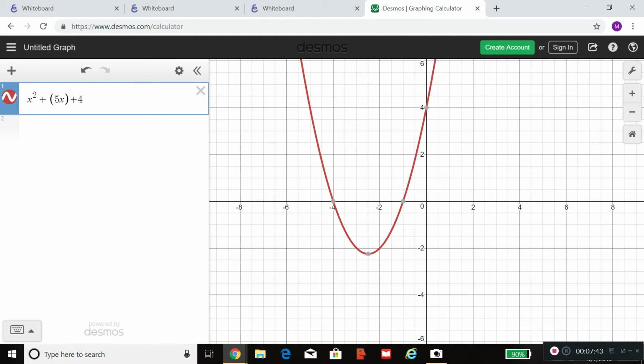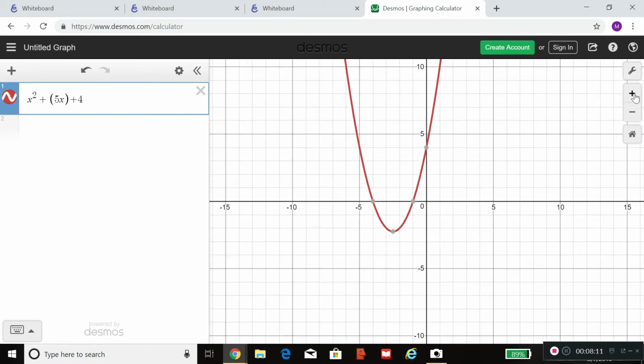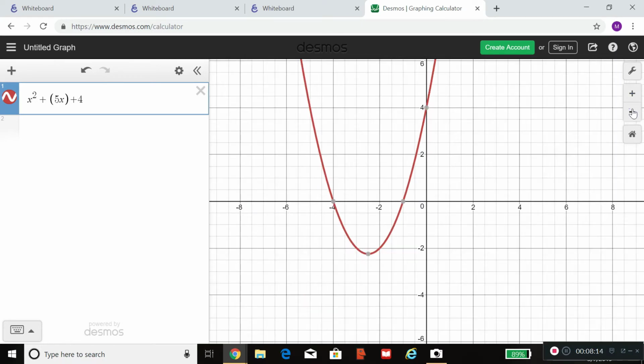So this is the equation x squared plus 5x plus 4. So let's do some analysis on this parabola. One of the points is at -4, comma 0. One is at -1, comma 0. One is at -2.5, comma -2.25. And then the y-intercept is at 0, comma 4. So that's another parabola that we could analyze a little bit.